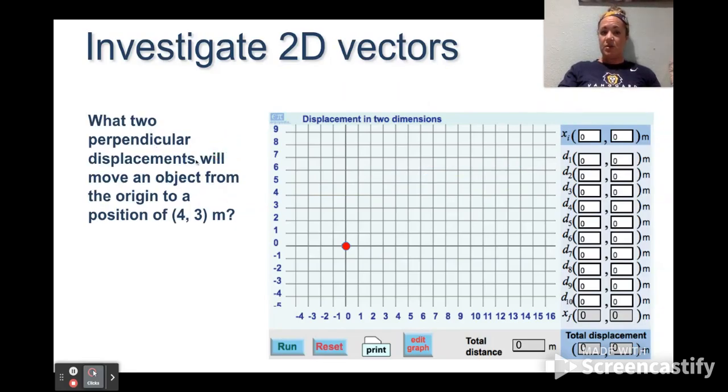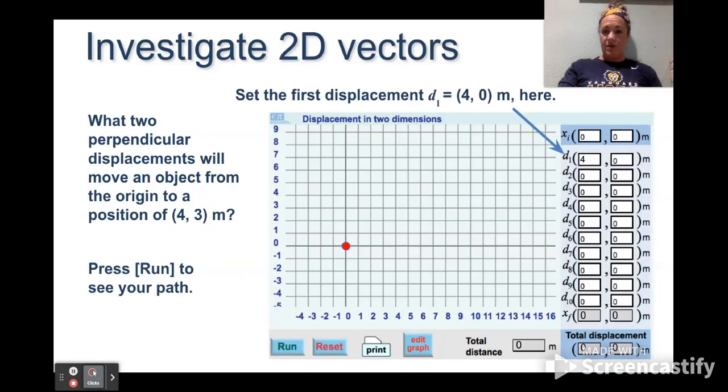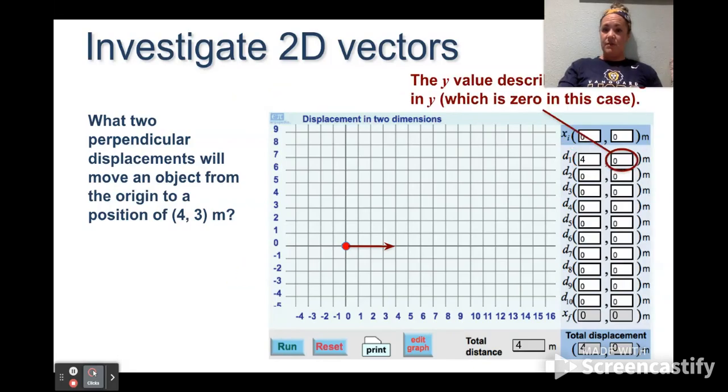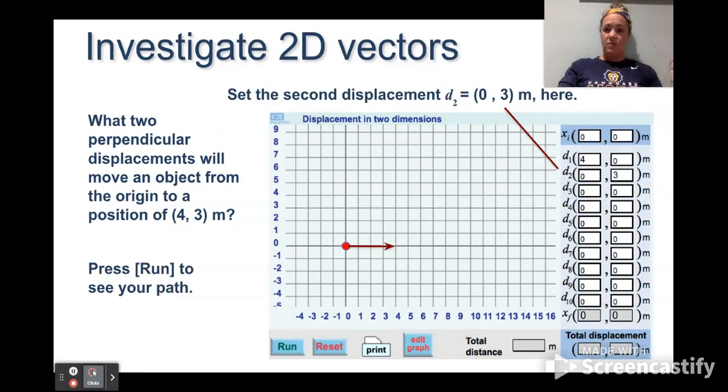What 2 perpendicular displacements will move an object from the origin to (4, 3) meters? Can I give you an example? On our first displacement, we're going to put 4. We set that first displacement as (4, 0). You'll see that vector is drawn. And then our second displacement, we run the path, and then our second displacement is (0, 3).